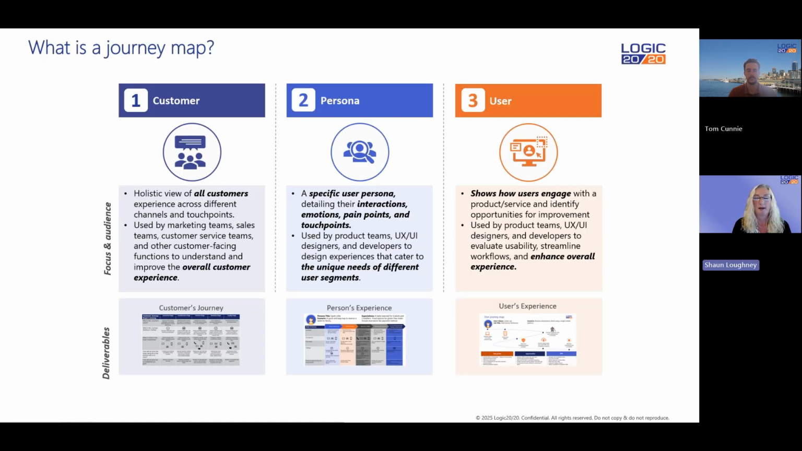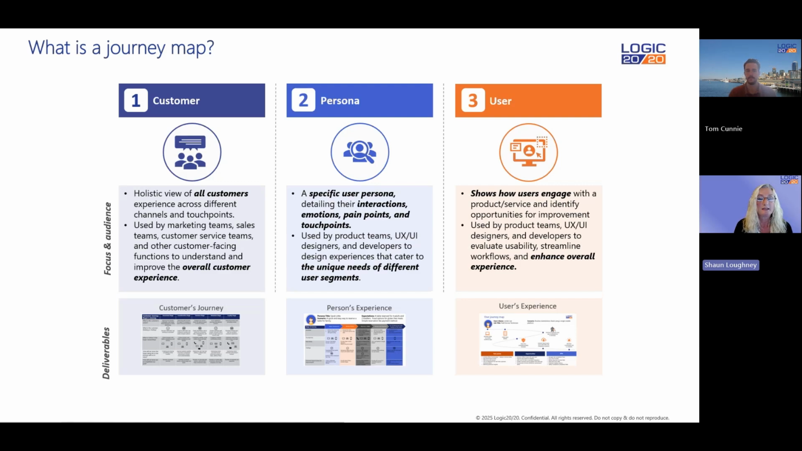So what is a journey map? It is a visual representation of the customer's experience across various touch points within a product or service. They help businesses understand the user's perspective, identify pain points, and optimize the overall experience. Common types of journey maps, which we'll be talking about today, are a customer map, persona map, and a user map. The customer map is a holistic view of all customers' experiences across different channels and touch points.